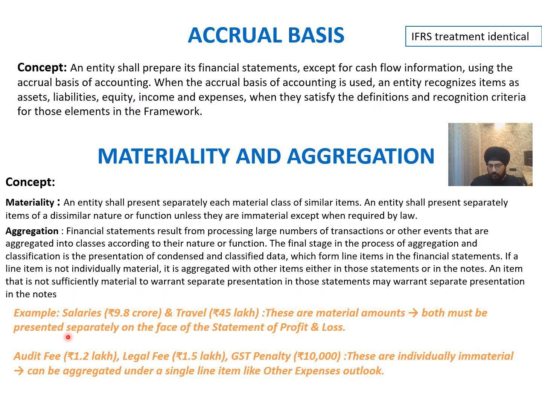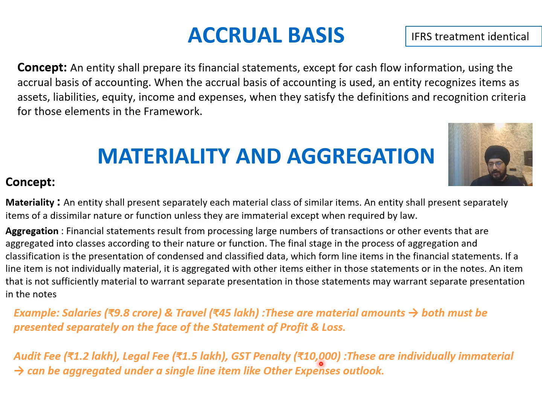Another example that we have shown here is an audit fee of 1.2 lakh, legal fee of 1.5 lakh, and a GST penalty of 10,000. The audit and legal fee expenses can be clubbed together because it is not going to impact the decision making of the organization, as these are small items and materiality is not there. In fact, the nature of the items is the same. So it is not going to impact the decision making capability of the stakeholders.